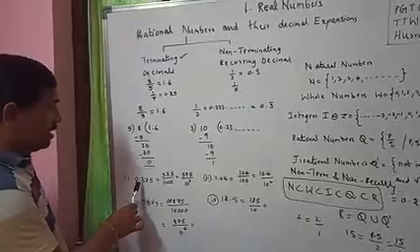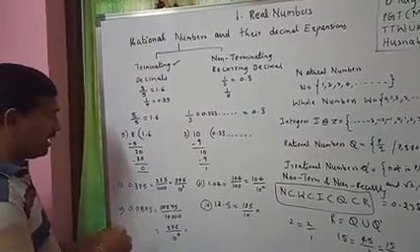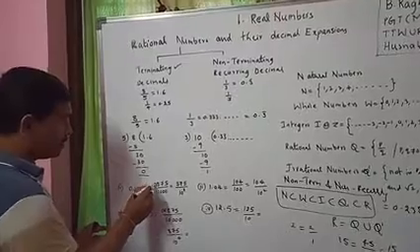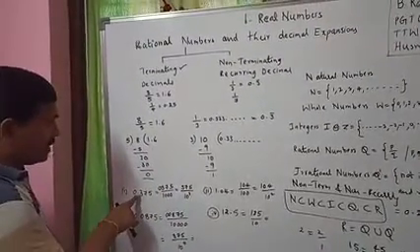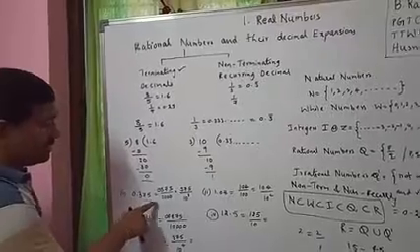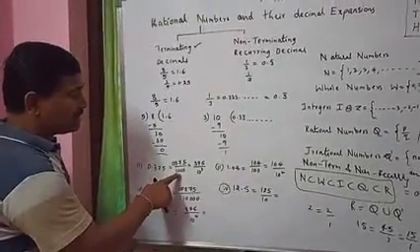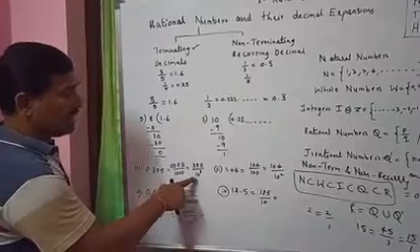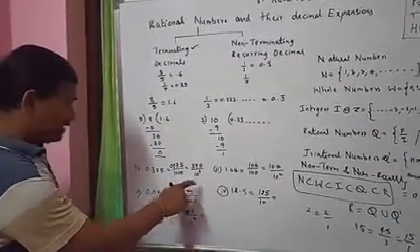That means remove the decimal point. So 0.375, remove the decimal point. After the decimal, how many digits are there? 1, 2, 3. That is 1000. So 1000 has 3 zeros, so this can be written as 10 power 3. So 375 by 10 power 3.